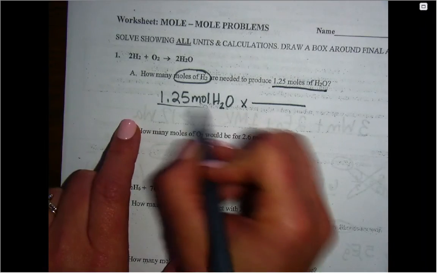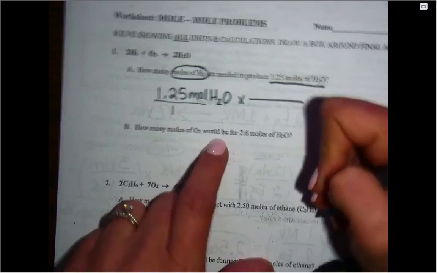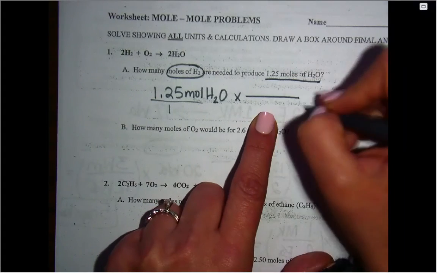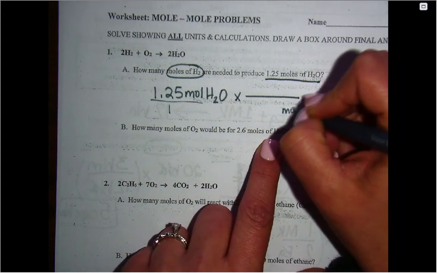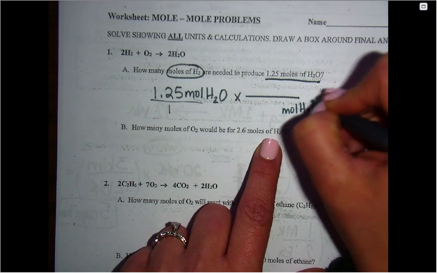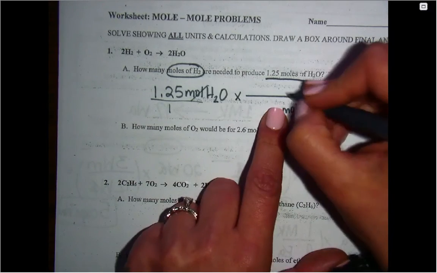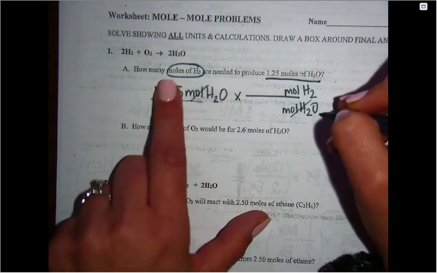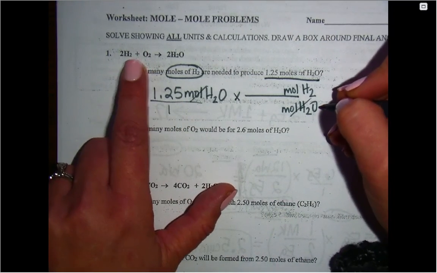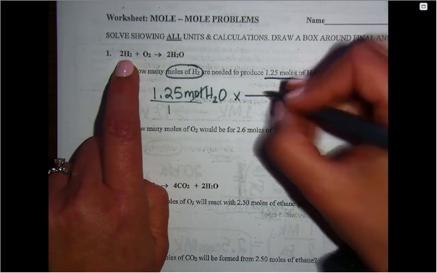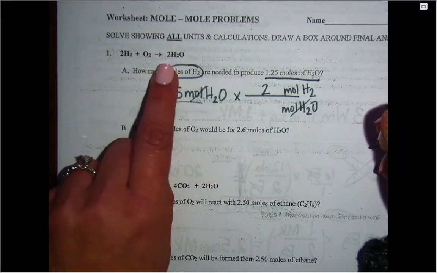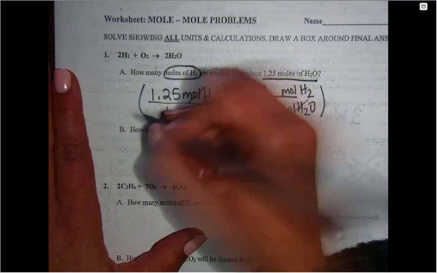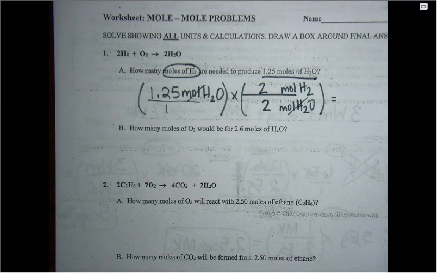Okay. Let's say times in a line. And again, this is just all over the number 1, if that makes more sense. Times, we're going to have moles of H2O down below because we want to cancel that out. And moles of H2 will be on top. This just comes from our balanced equation. So we have 2 H2, 2 H2O. Okay?